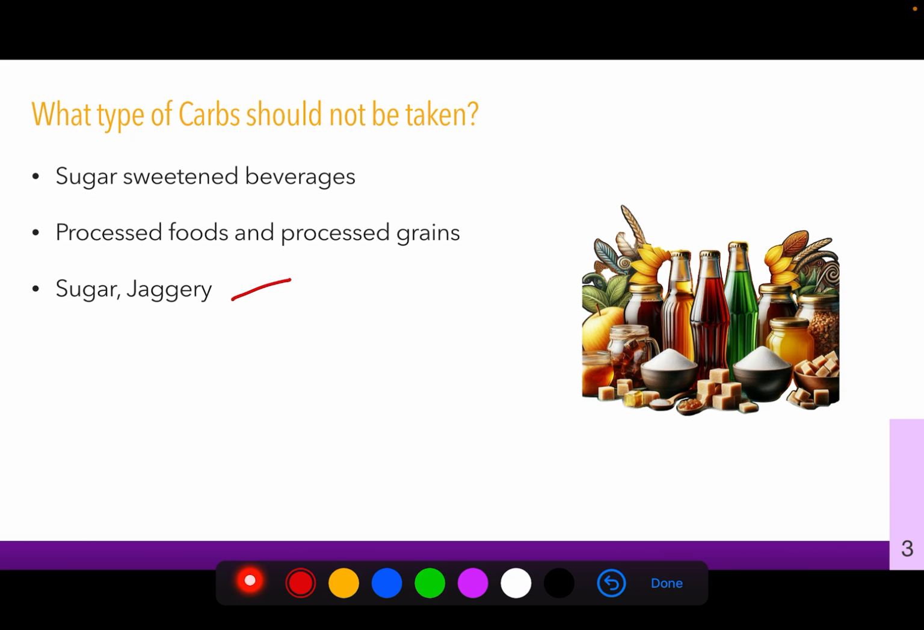Then processed food grains should also not be taken. Sugar sweetened beverages, the Coke, Fanta, anything sugar sweetened. So the carbohydrates or the sugars for the body should come from the vegetables, fruits, and the whole grains. No added sugar is required for the body.